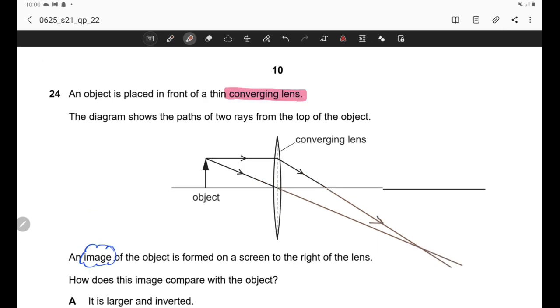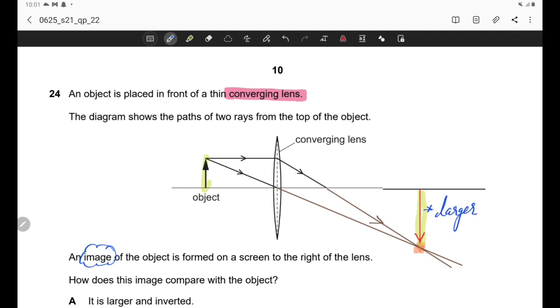Now we can see these two rays are intersecting at a point. So the image will be formed at this point. So we can draw a line to connect from the principal axis to this intersecting point. So this will be the image formed. Now we can compare the size of the object and the image, and it's clear that the image formed is larger compared to the size of the object.